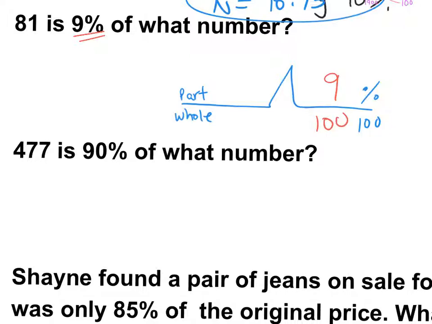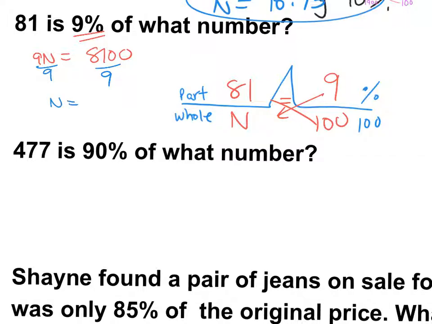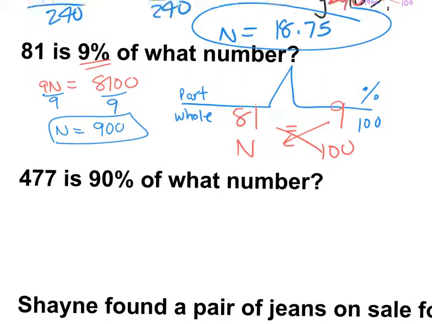So, yes, 81 out of what whole is the same as 9%? It says that 81 is 9% of some other number, and that other number is the whole thing. And when you cross multiply, you get 9n is equal to 8100. Now you do your regular one-step equation, and you get that n is equal to 900. And it makes sense that if you take 9% of a big number like 900, you're going to get a small number like 81.